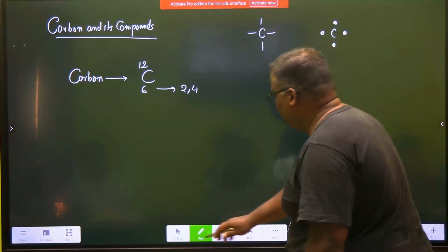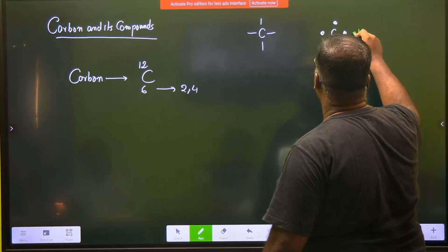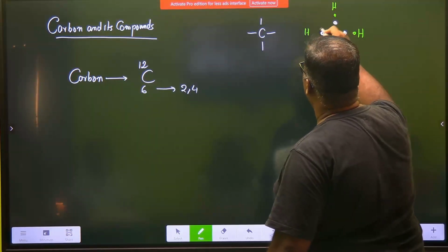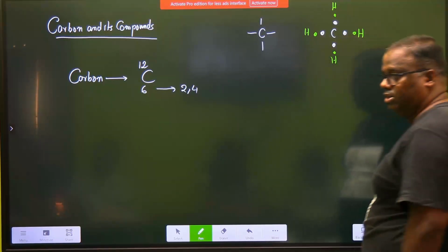So I have got another fellow whose name is, say, hydrogen. So hydrogen comes here with 1 electron. There is another hydrogen which has come with 1 electron. There is another hydrogen which has come with 1 electron. There is another hydrogen which has come with 1 electron.